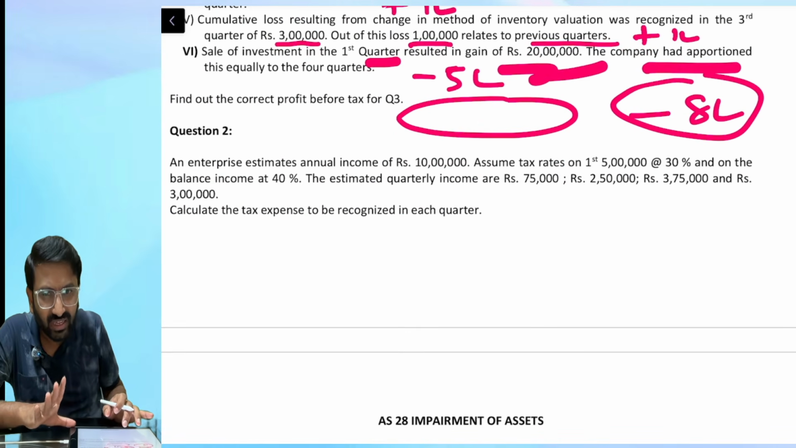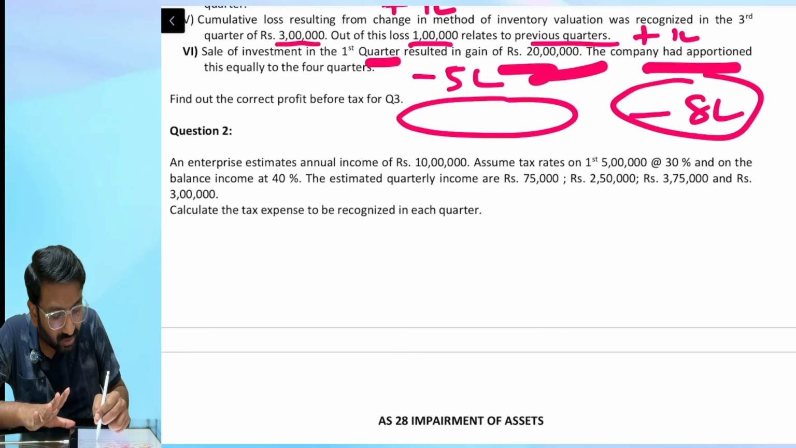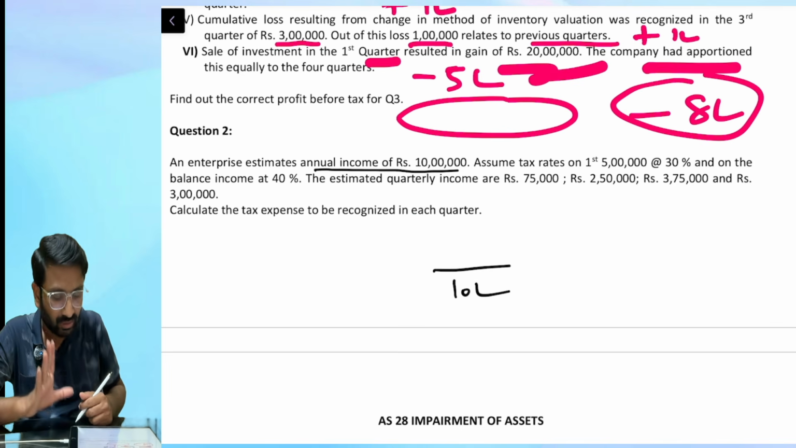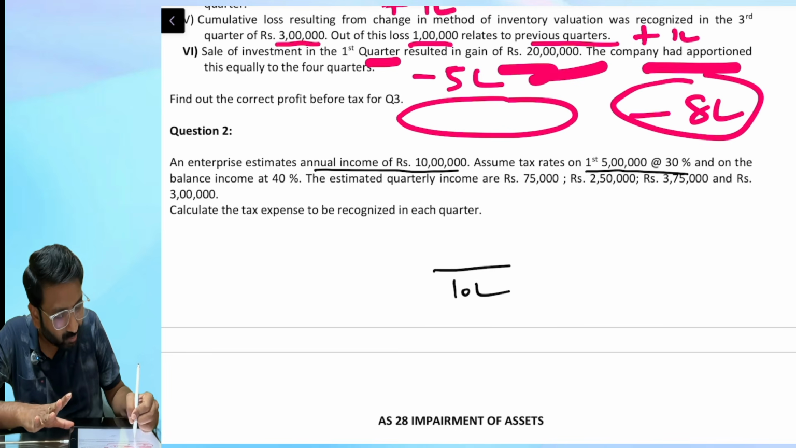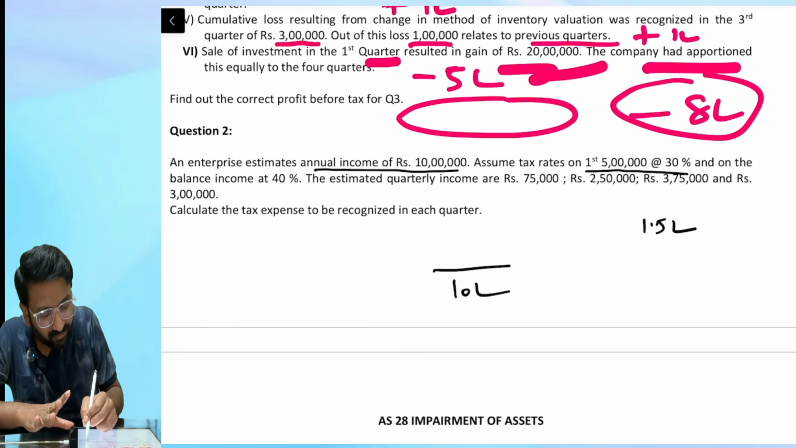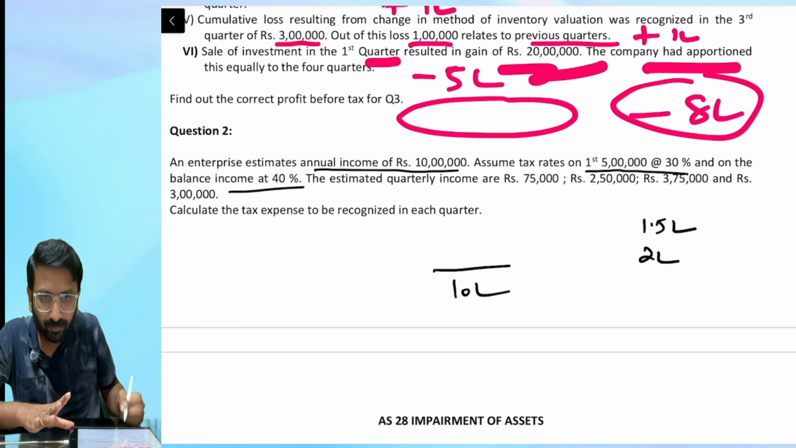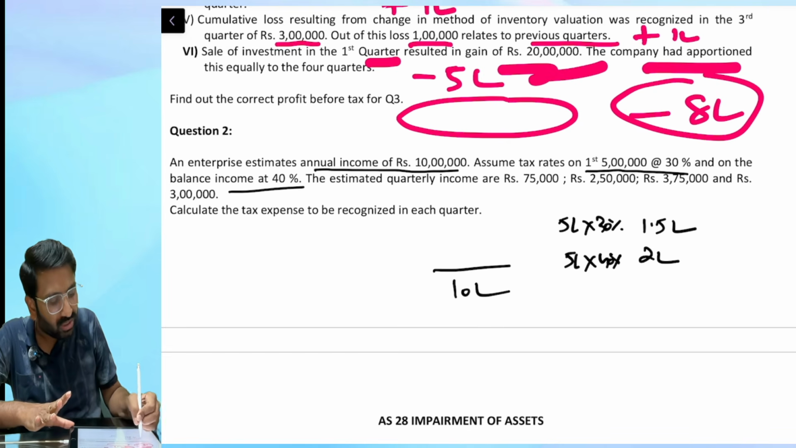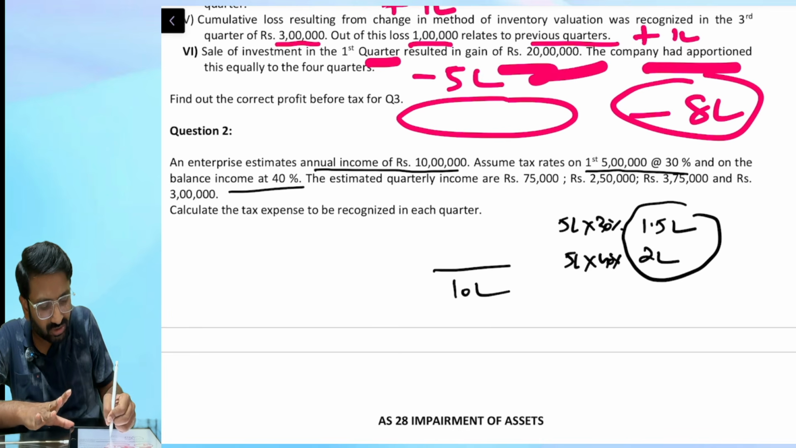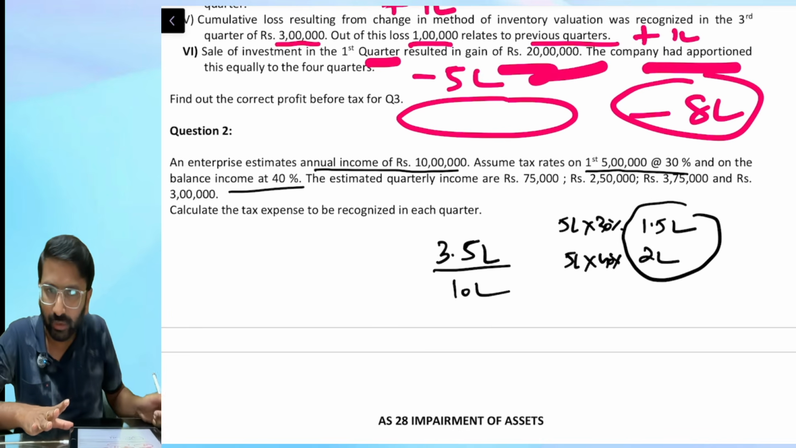An enterprise estimates annual income. So how much is the annual income? 10 lakh. That is in the denominator. And they have given you the tax rate for the first 5 lakh, 30%. So can I say 1.5 lakh? For the next 5 lakh, 40%. So can I say 2 lakh? So the total estimated tax is going to be 3.5 lakh, which will be the numerator.